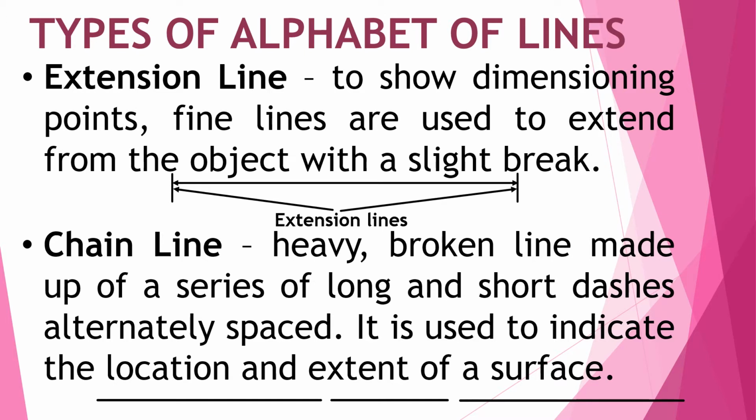Another alphabet of line is the chain line. It is a heavy, broken line made up of a series of long and short dashes alternately spaced. It is used to indicate the location and extent of a surface.